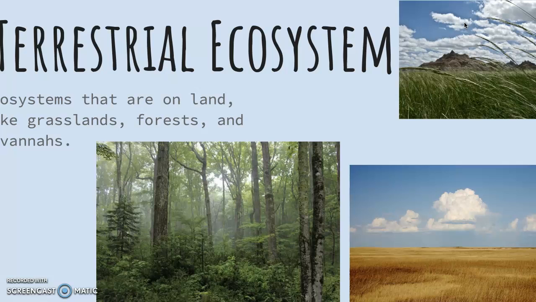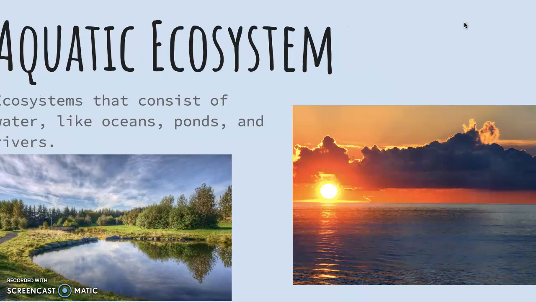And the opposite of terrestrial ecosystems would be aquatic. So we have a few examples in our photos of aquatic ecosystems. Those are ecosystems that consist of water, so like oceans, ponds, rivers, saltwater or freshwater bodies of water. So in the picture on the right with the sun setting, we see an example of a saltwater ecosystem. That's probably like the ocean or a gulf.